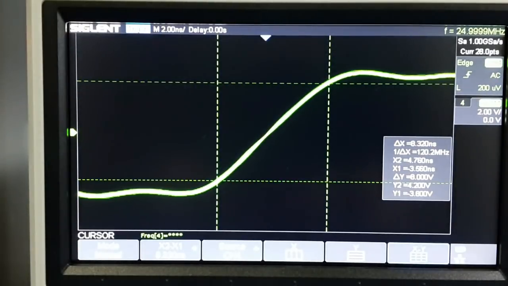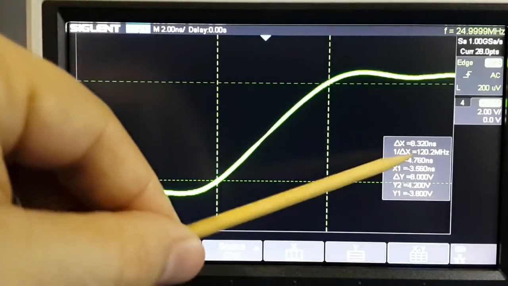Using that reference of only 80%, ignoring the first 10% and the last 10%, because in a square wave there is not enough time to discharge the signal. That's the reason why we ignore it. Using only that 80%, once again the 8.3 something nanoseconds, I can see the 120 megahertz.